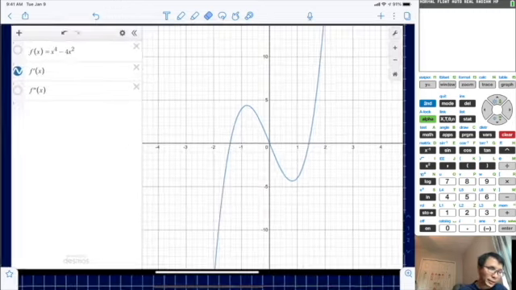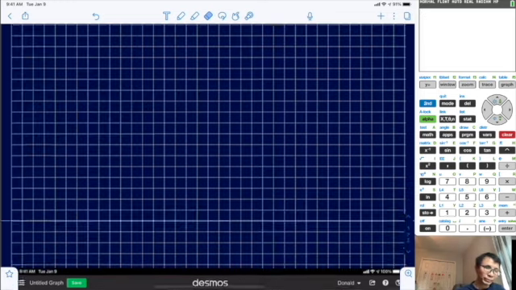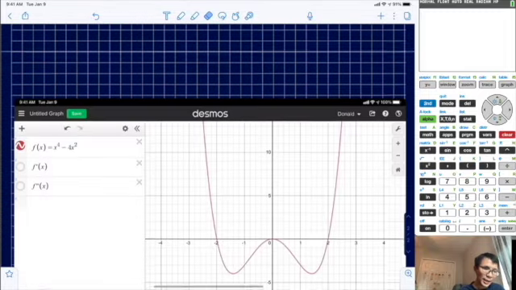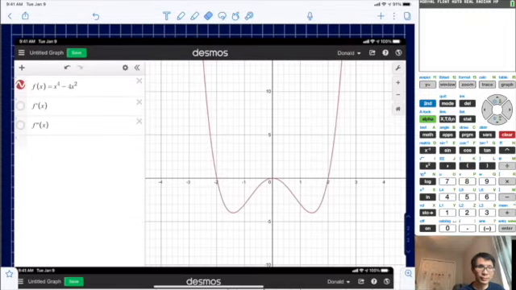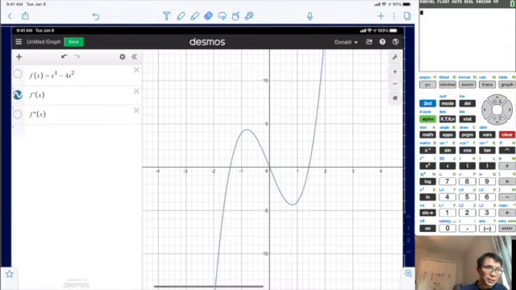Let's look back and ask, what does the original function look like? The original function is the red function here, which is x to the 4 minus 4x squared. This is the original graph. We're going to use the first graph to predict the second graph and see if it's true. Usually the test will tell you this is f prime of x and ask you to predict the original graph.